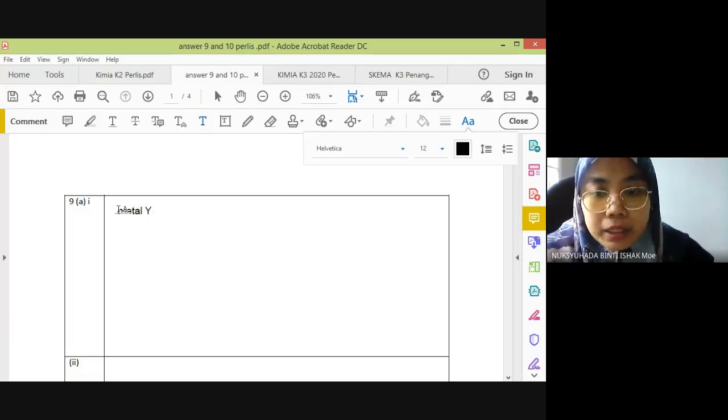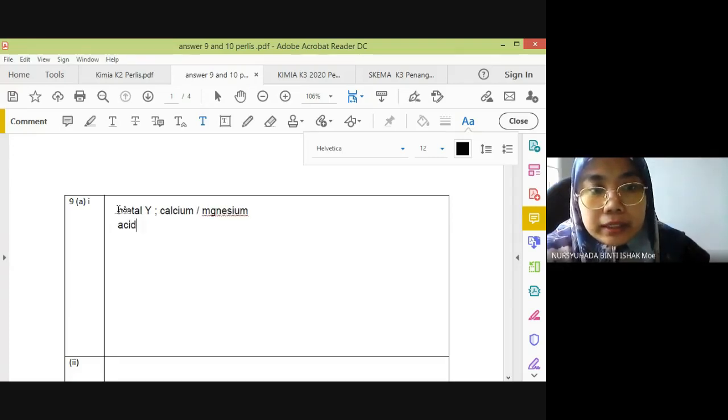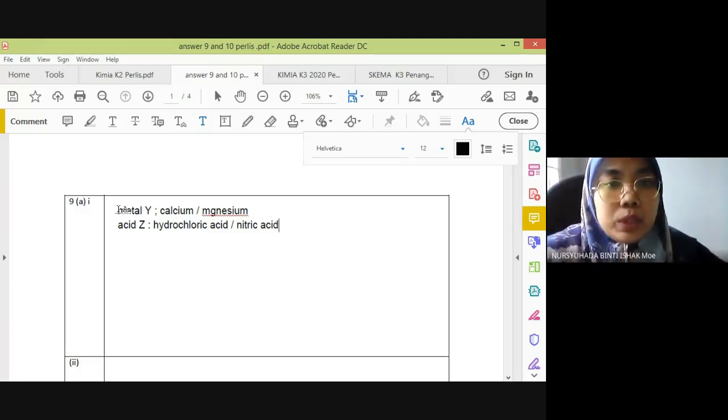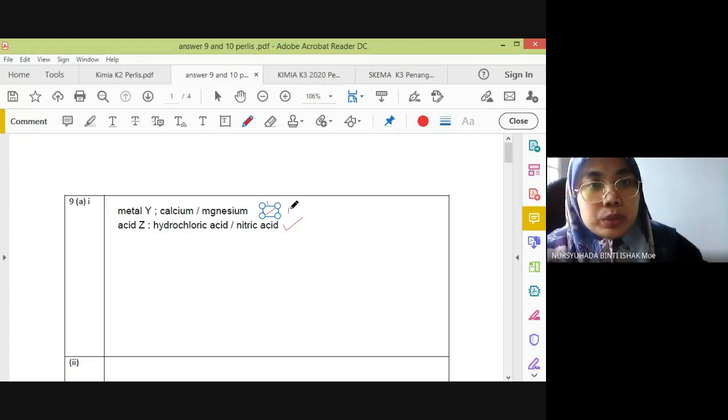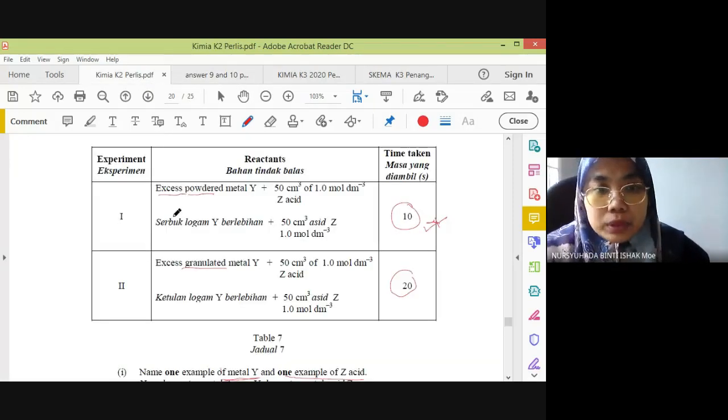Y can be calcium, can be magnesium, and acid Z can be any acid, hydrochloric acid, nitric acid. Okay, so dekat sini kamu akan dapat satu markah. Okay, sini satu markah. And this one satu markah. Okay, now we go to the next one. Apa lagi yang dia nak? Okay, next.